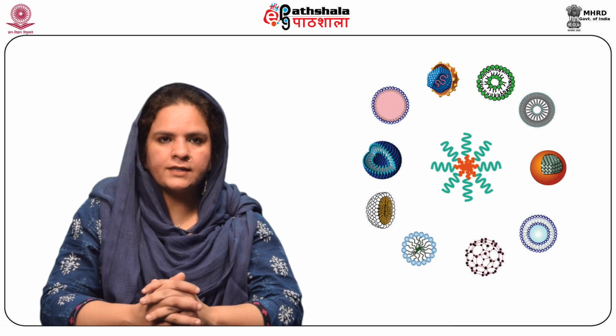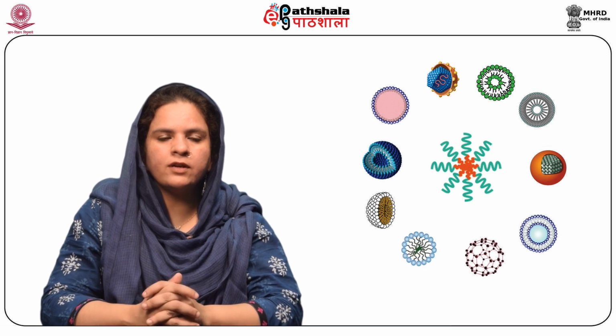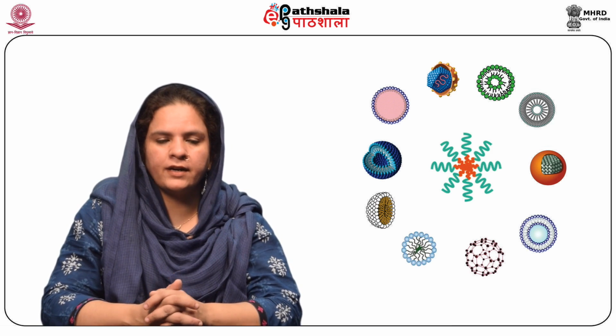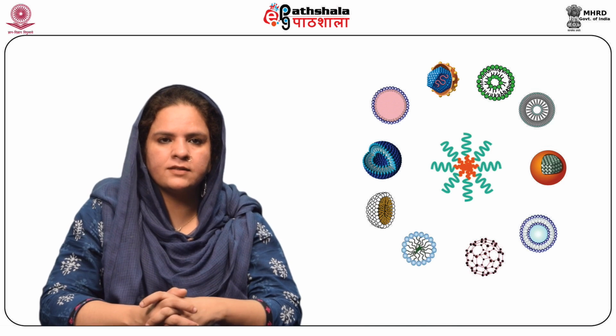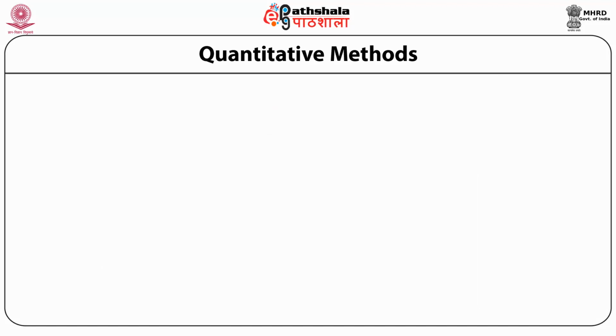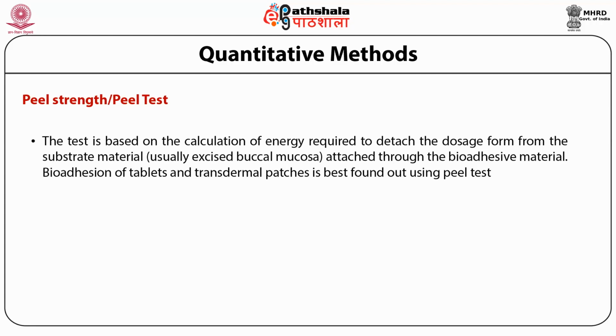The methods of assessment of mucoadhesion can be identified under three major headings. We can classify them as quantitative methods, qualitative methods, and in vivo methods. We would now discuss the various quantitative methods. Amongst them, the very first one is referred to as the peel strength or the peel test. The test is based on the calculation of energy required to detach the dosage form from the substrate material, which is usually excised buccal mucosa attached to the bioadhesive material.